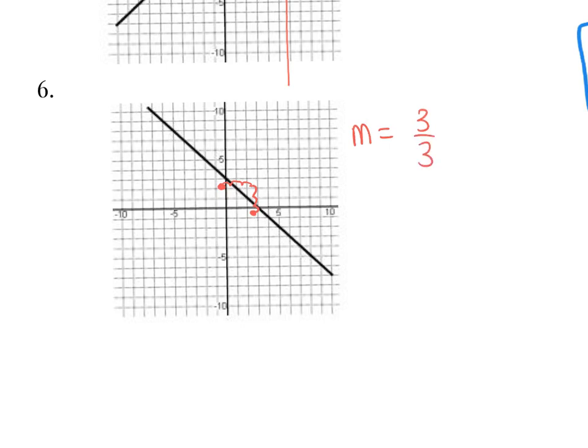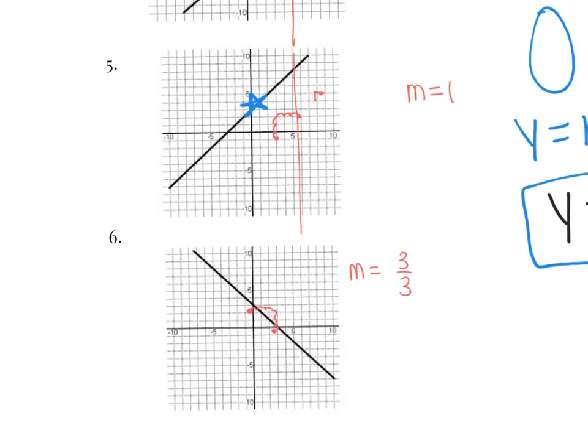But I noticed that the number 6 graph is going the opposite direction of 5 and 6. So I'm going to say, okay, here, what does slope dude say? He would say, nice negative. So I'm plugging in that negative out front. Now, remember, 3 over 3, we write it as 1. So m equals -1. Then again, for the 3rd time, I'm asking myself, what is my y-intercept?